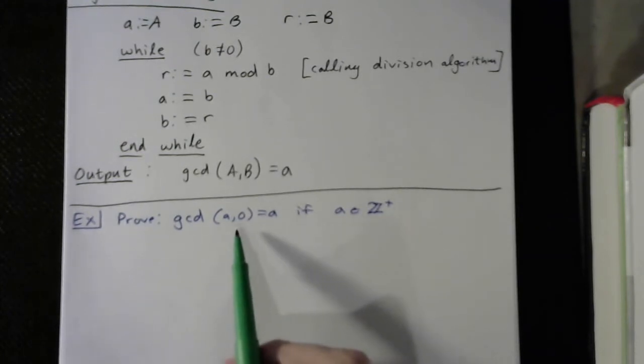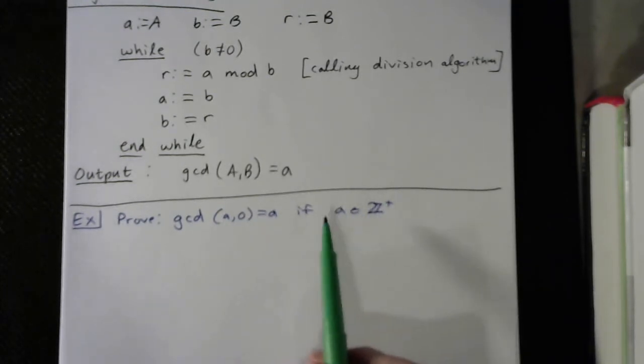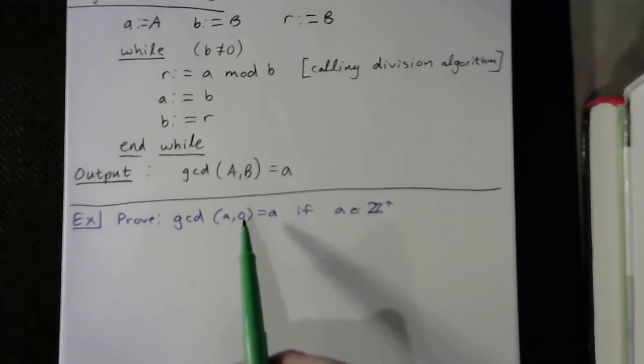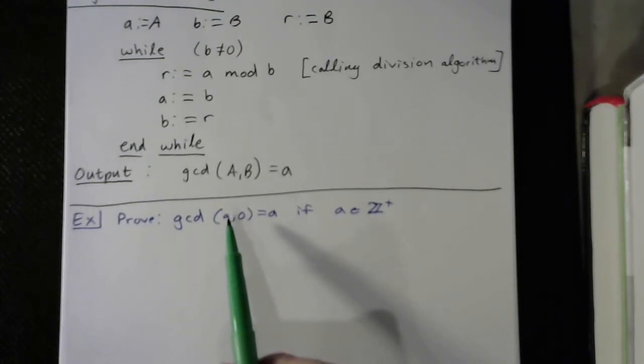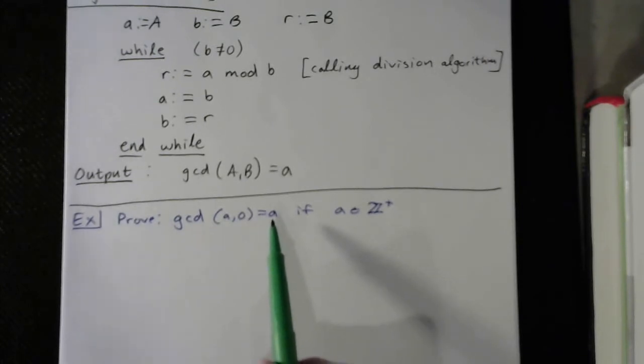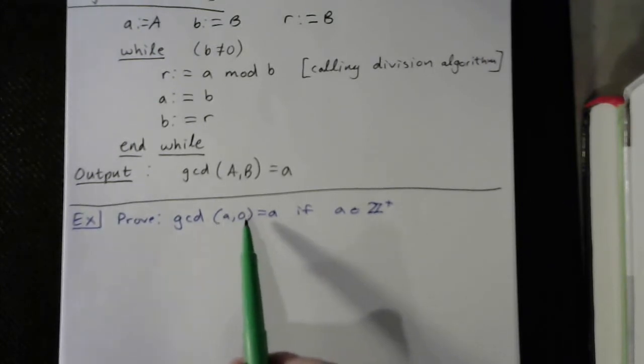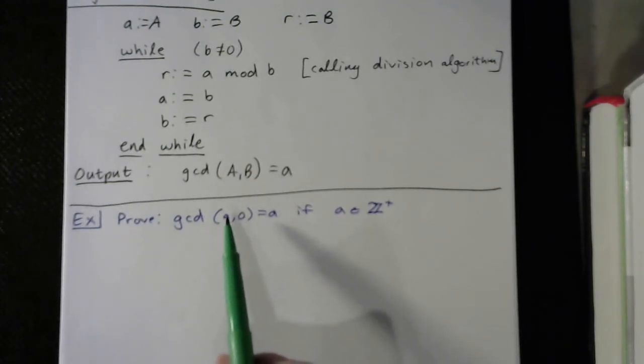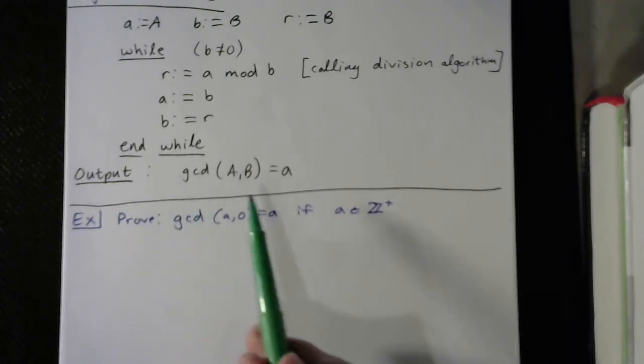And the other thing I want to talk about is why we need A to be positive. That's because if A was negative, then the GCD would no longer be A, it would be negative A. Right? The GCD of negative 12 and 0 is positive 12. So we always need this to be positive to ensure that this fact is true.